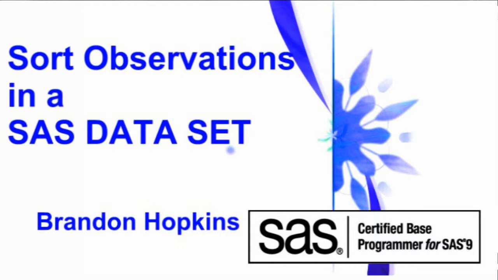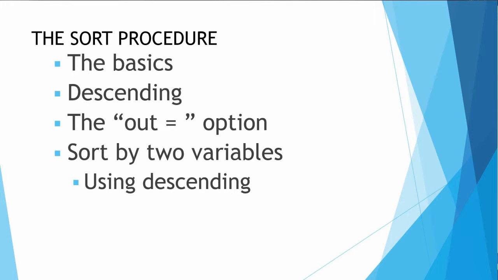Hello, this lesson is on sort observations in a SAS data step. I'm going to go over a few things. I'm going to go over the basic sort procedure, and then sorting by descending, and then using the out equals option, and finally sorting by two variables.